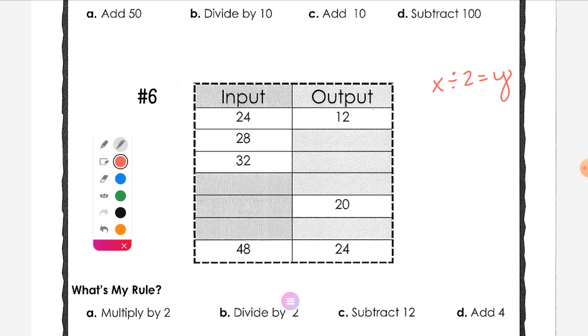Minus 12 only works here because it's 48 minus 12, 24. So I do agree that minus 12 works here, but it doesn't work there. So that means it can't be my rule.